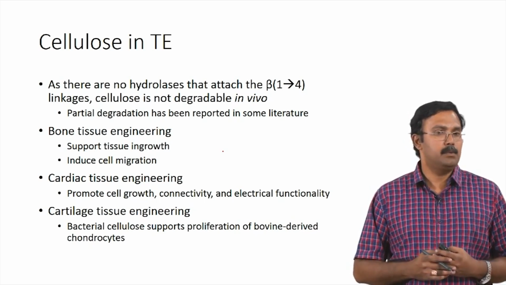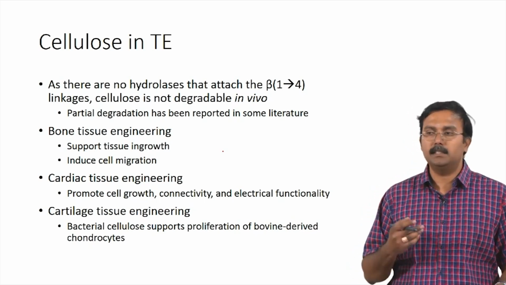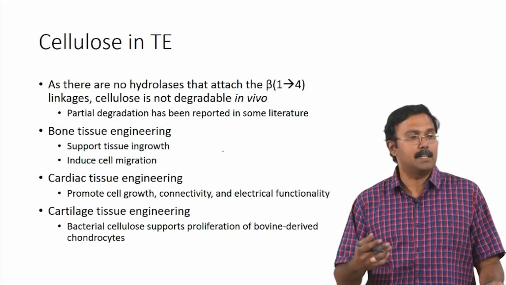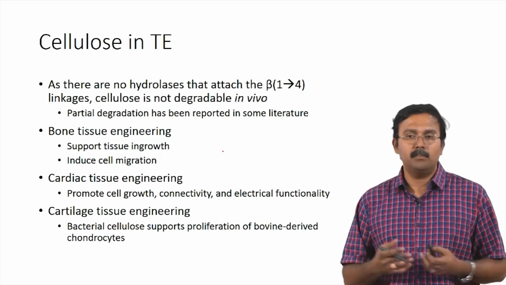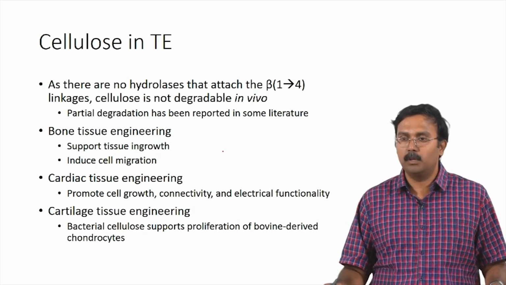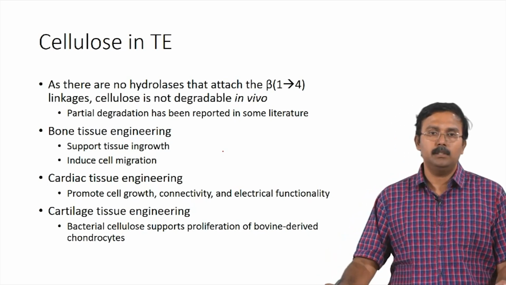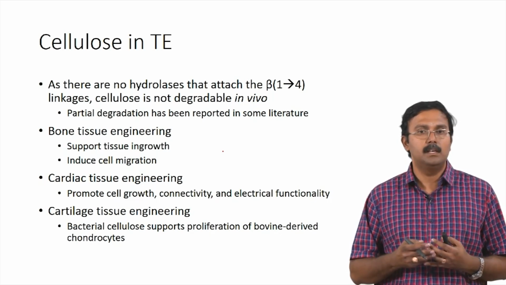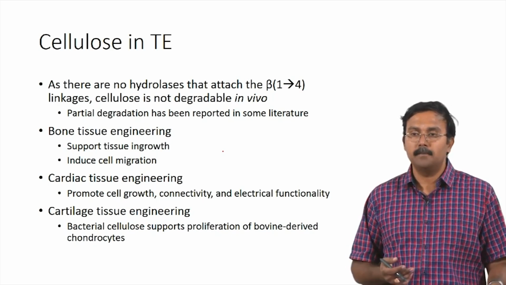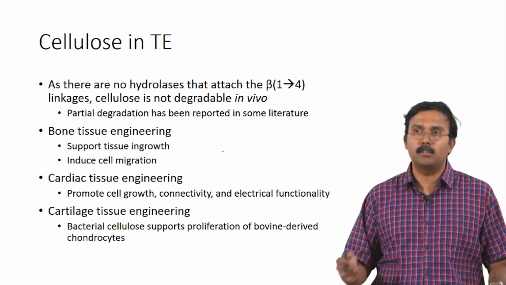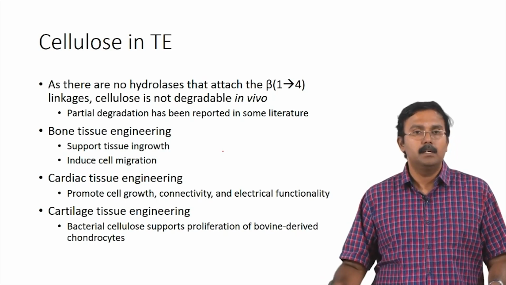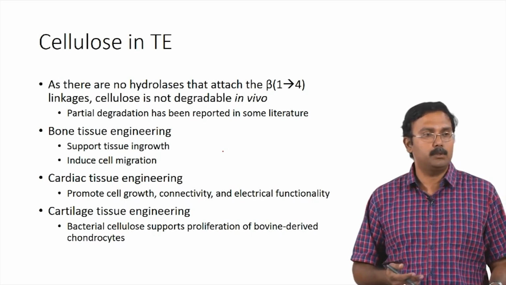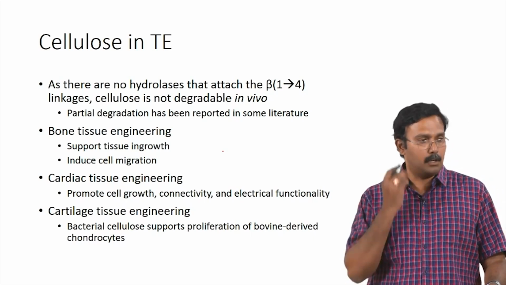So, people have tried to use this for bone tissue engineering and shown that cellulose actually supports bone ingrowth and also induces cell migration. So, showing some kind of bioactivity when it is used for bone applications. Cardiac tissue engineering applications have been shown to have promise because they show cell growth, connectivity, and also some electrical functionality while using cellulose as the major component of the ECM of the scaffold. People have used it for cartilage tissue engineering. So, bacterial cellulose has been shown to support proliferation of bovine derived chondrocytes.